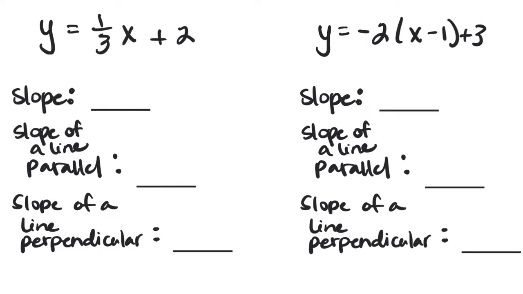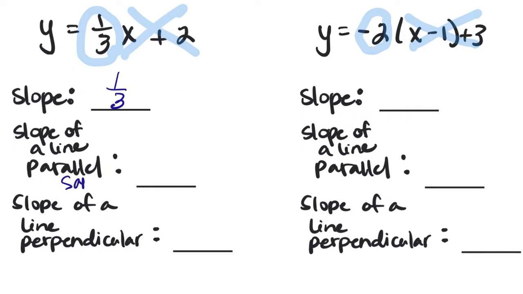So we want to find the slope of the line that's given. We want to find the slope of a line that would be parallel and the slope of a line that would be perpendicular. So we are only looking at the coefficient of x. We do not need anything else for both of these examples. The slope is always the coefficient of x, so nothing else is needed. So the slope of this first line is 1/3. Parallel is always going to be the same slope as the original line, and perpendicular is always going to be opposite and reciprocal.